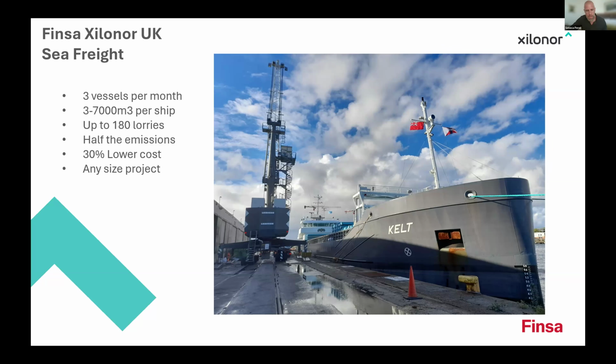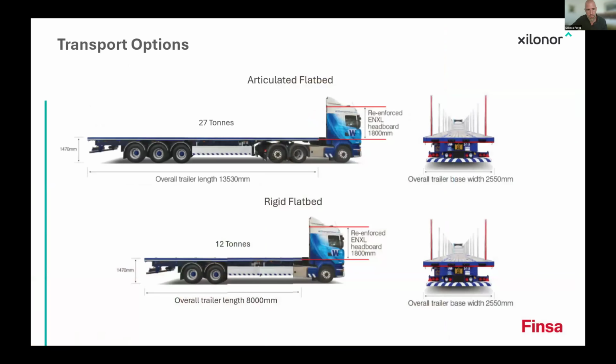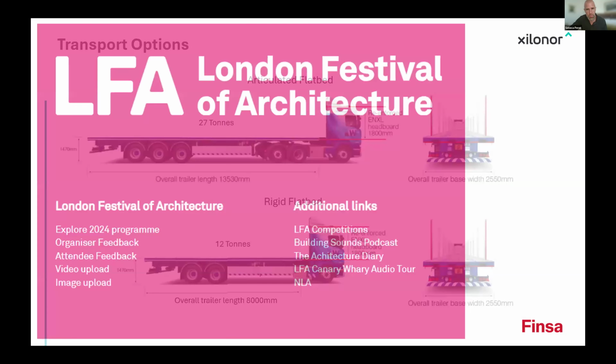And we can also cater for smaller projects. So if you just need, say, 5 cubic meters to build an extension or a garden room, you don't have to cover the cost of a full wagon crossing Europe. We just would charge for the space on the ship. Customs is then handled by Finsa UK, and we can put it onto any size of onward transport.